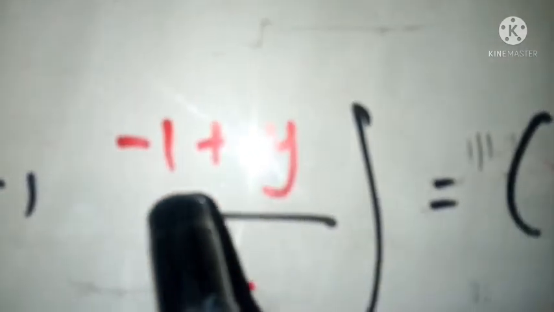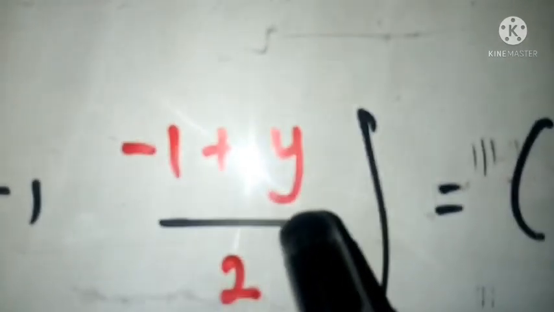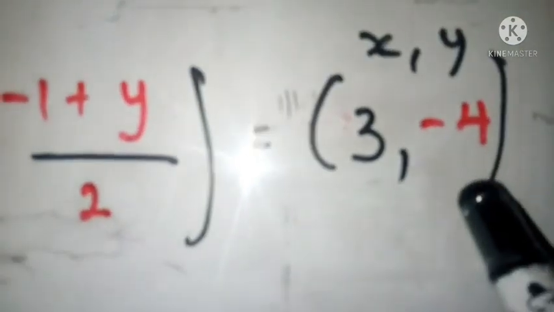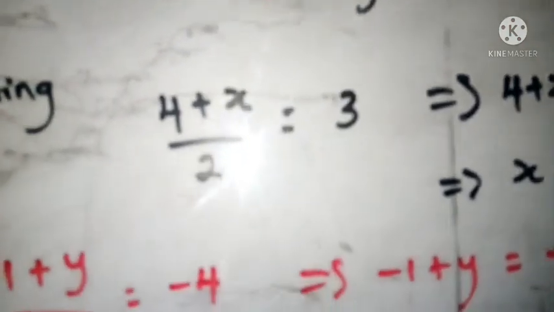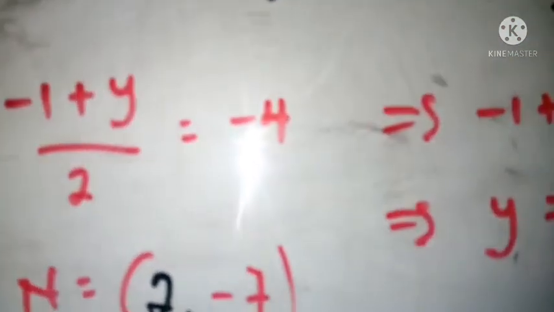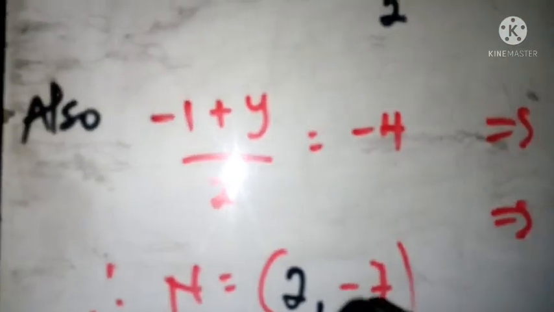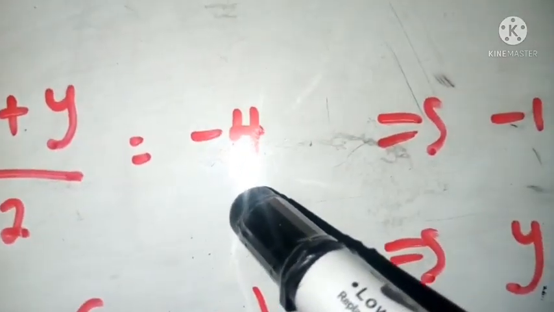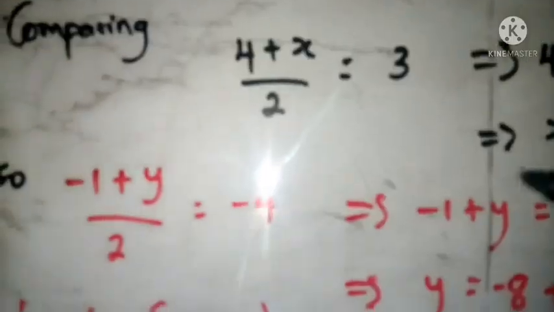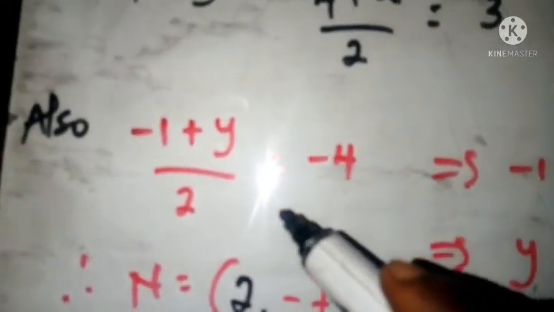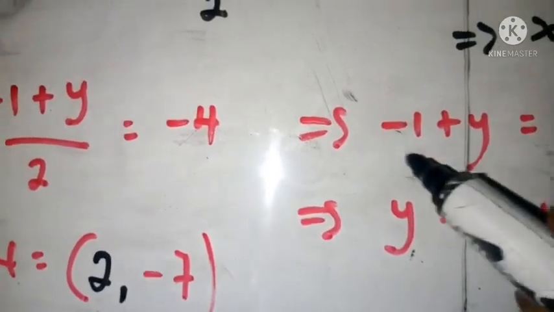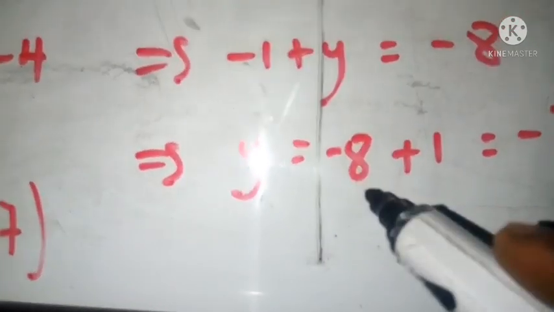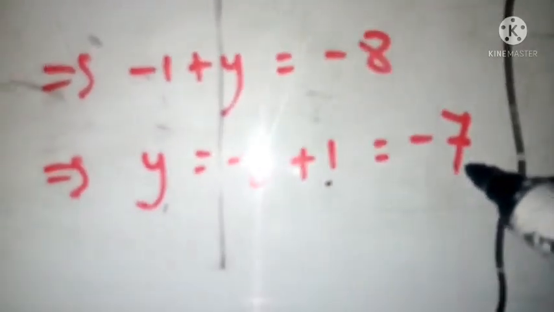The same we have to calculate for the second part, that is the y here. In our scenario, (-1 plus y) divided by 2 should be equal to -4 here, right? So when you do the calculation in the same way, you can see that (-1 plus y) divided by 2 will be equal to -4. After calculating the value of y, you get y equal to -8 plus 1. That should give you -7.